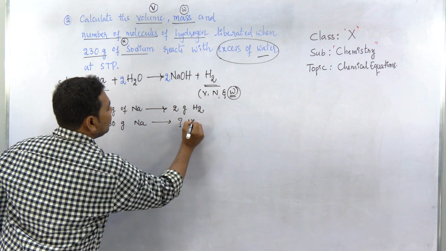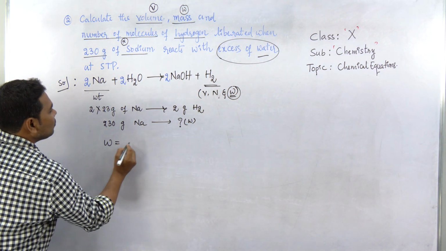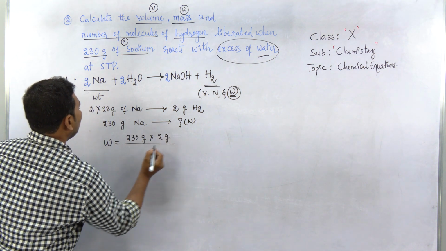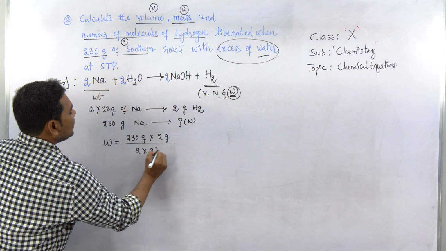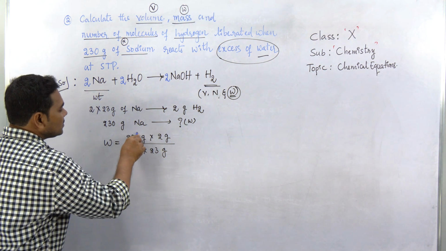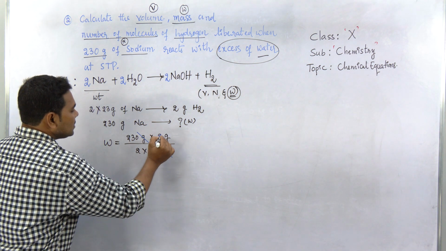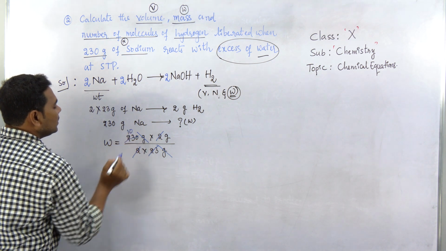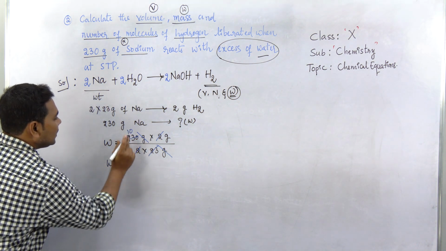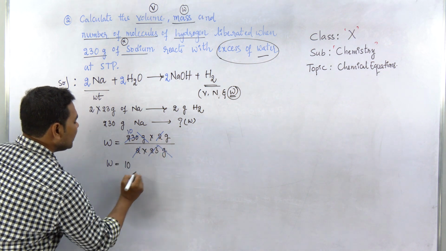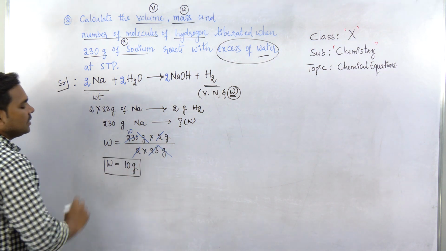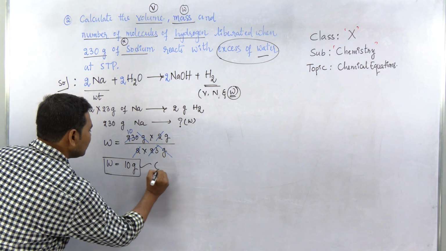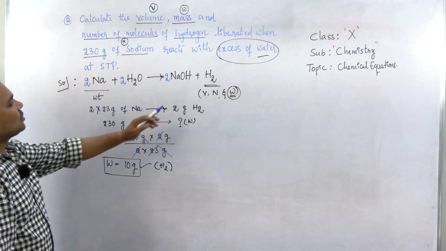Let us write it as W. Let's find out this W. W is equal to, cross multiply, 230 grams into 2 gram by 2 into 23 gram. Firstly, gram and gram get cancelled. 2 and 2 get cancelled. 23 tens are 230, it gets cancelled. Then 10 is remaining, and only gram. So 10 gram. The weight of hydrogen is 10 gram. So weight is completed.